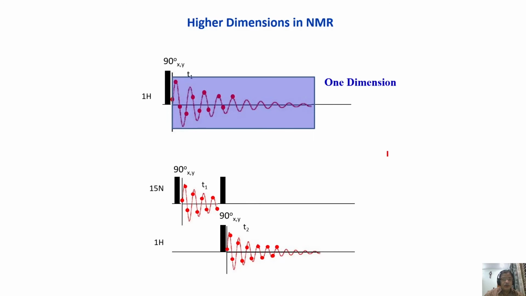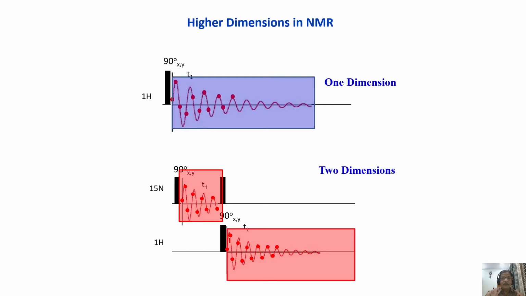Now we have two time periods. I can do double Fourier transformation and I get two dimensions. It is a two-dimensional sequence and we get two-dimensional data. There is no reason why we have to stop here. Depending upon relaxation time, how long the free induction decay will last, we can design more experiments. More time dimensions we can add.